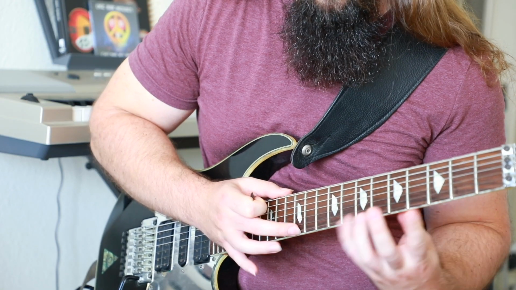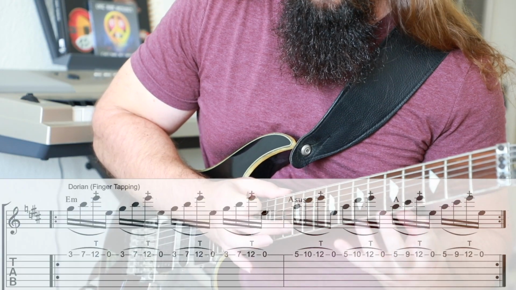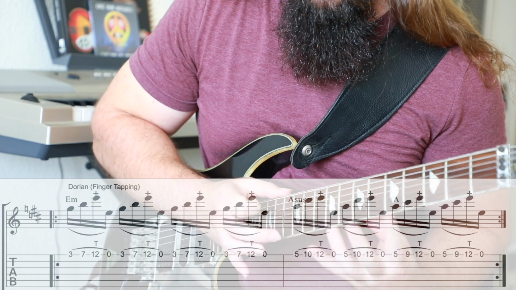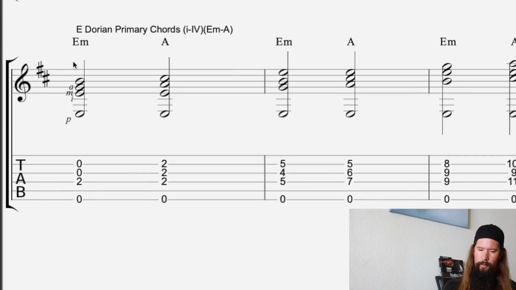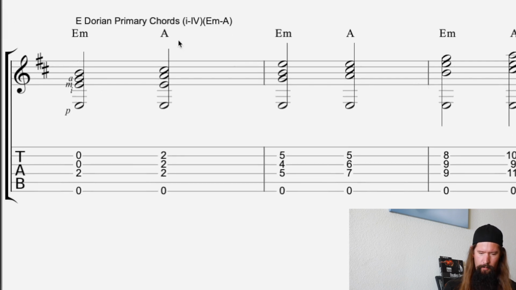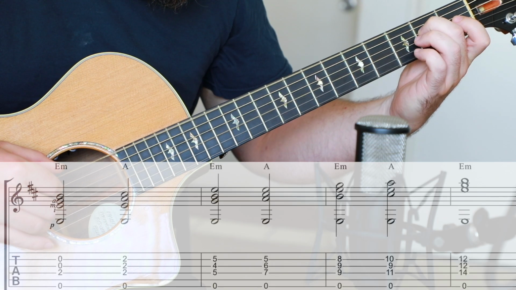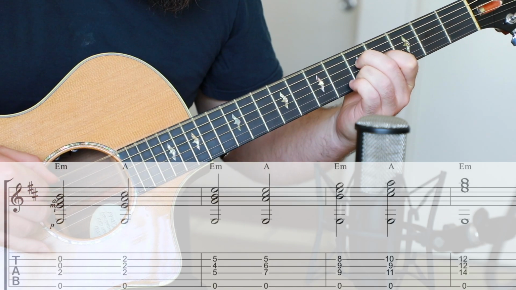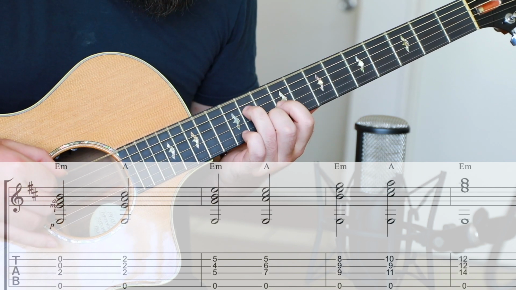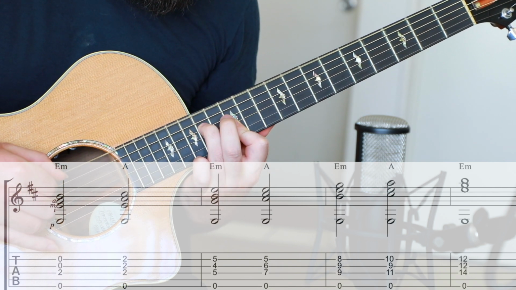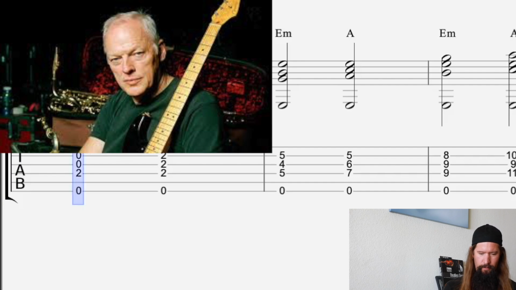Sensitive pitches in E Dorian are the minor third and the raised sixth. Now the E Dorian primary chords, E minor and A, represented by the formula minor 1 to major 4. Easily David Gilmour's favorite mode.